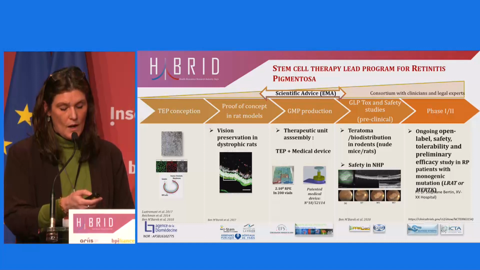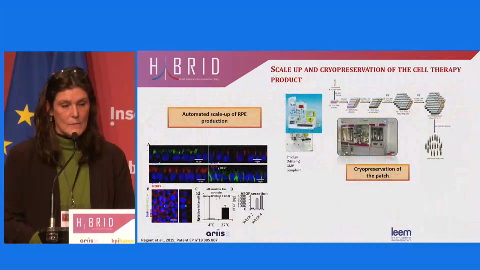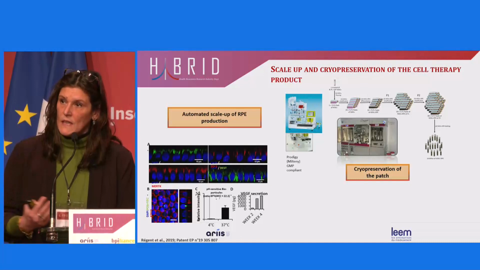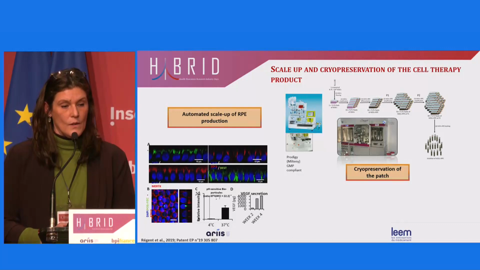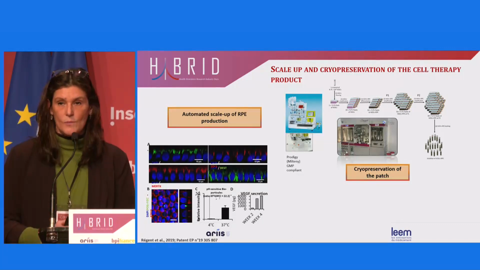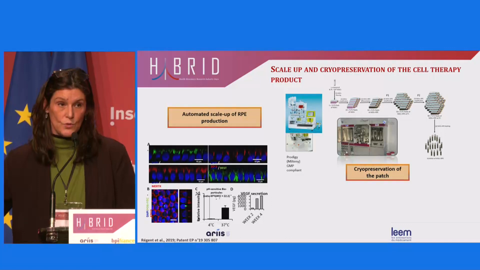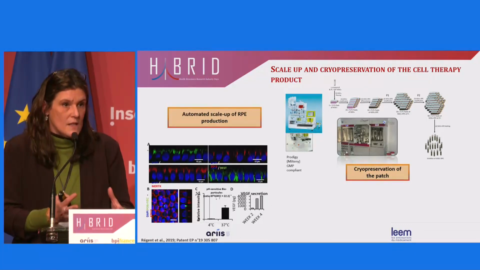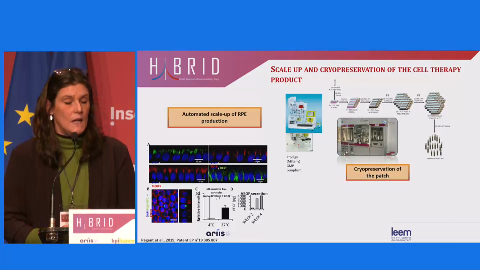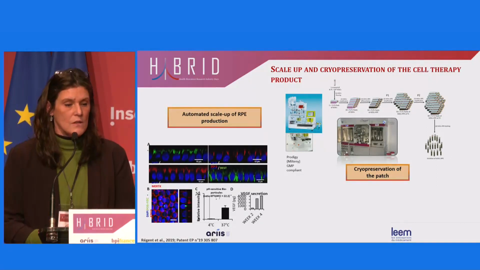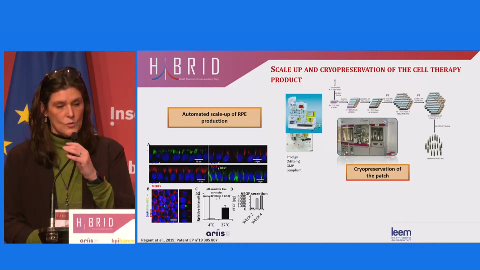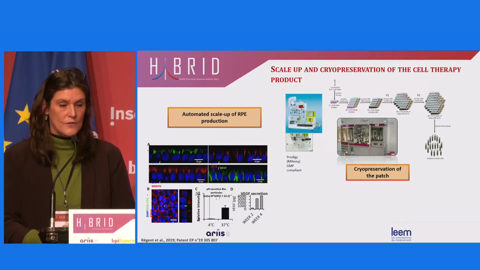So where are we now? We're following these patients, but at the same time, we are trying to improve this patch by trying to automate the scale-up of RPE production in order to go from monogenic, rare disease to eventually a more frequent disease, AMD. AMD affects about 2 million patients just in France. So it's a lot of patients. So we worked a lot on automation, and we have validated the protocol that allows us to produce the RPE in an automated system.